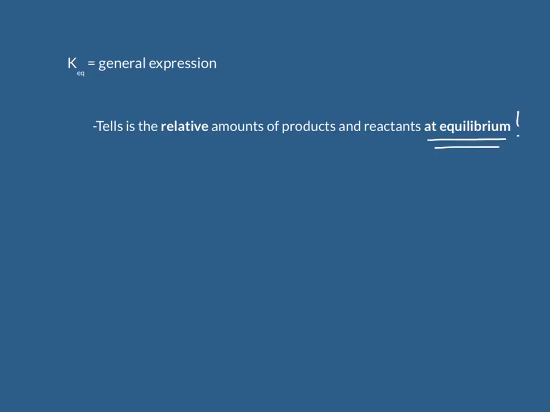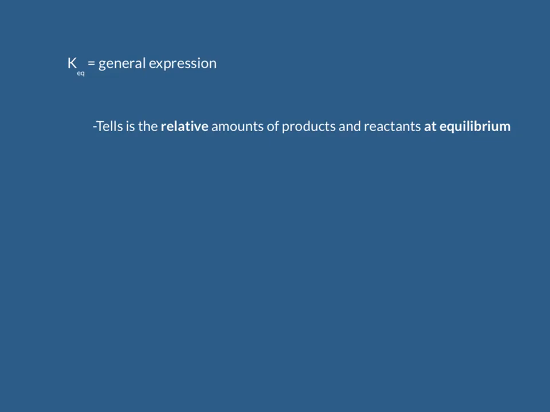Sometimes you may see Kc, which is our equilibrium constant in terms of concentration, and sometimes you may see Kp, which is our equilibrium constant in terms of pressure. But for the most part, for our purposes, we're just going to use the general expression of KEQ. What KEQ tells us is the relative amounts of products and reactants in a system at equilibrium. And that's key. In order for us to use KEQ, our reaction has to be in equilibrium.